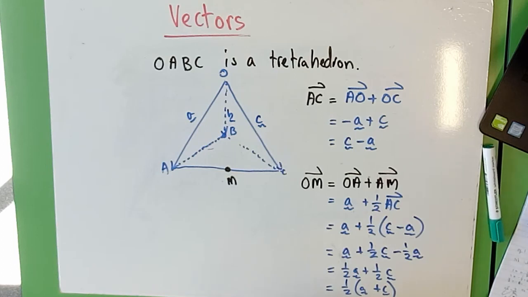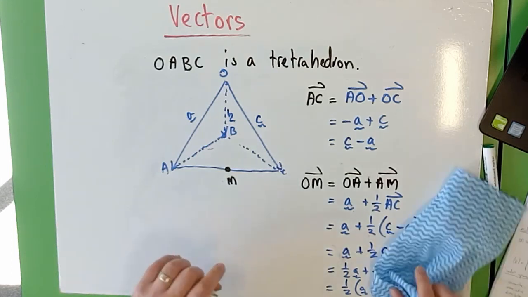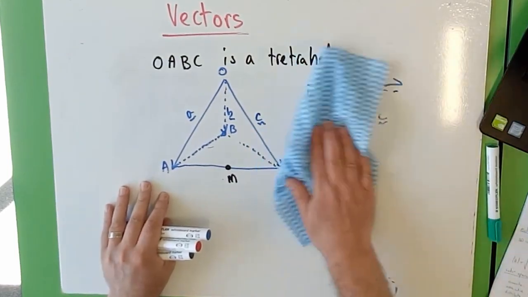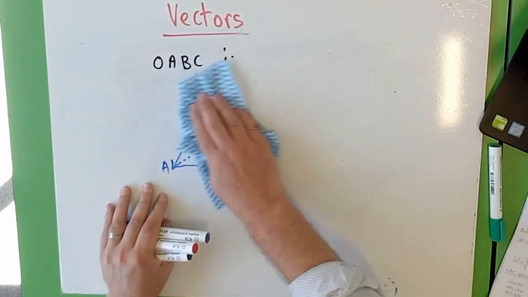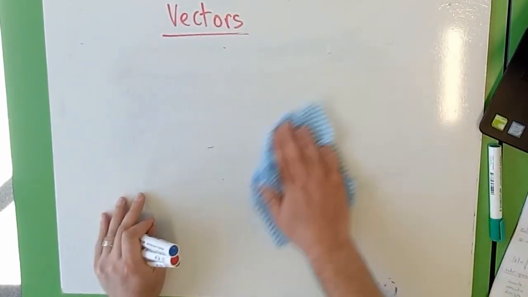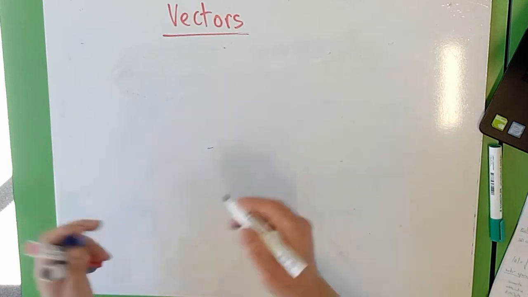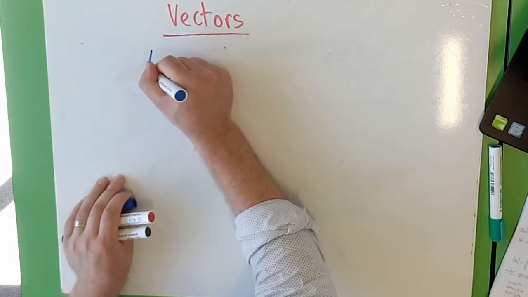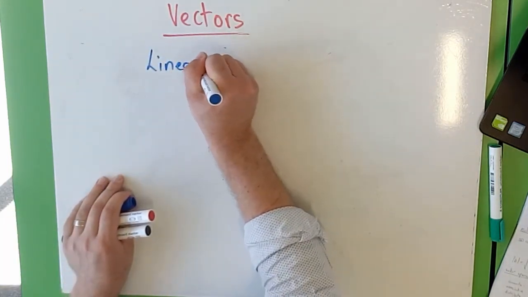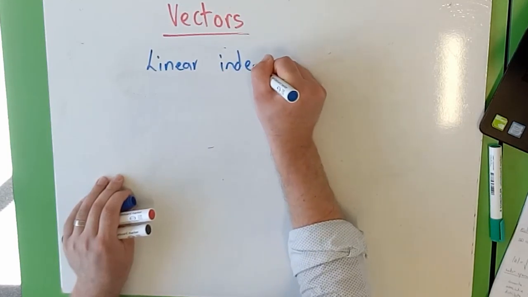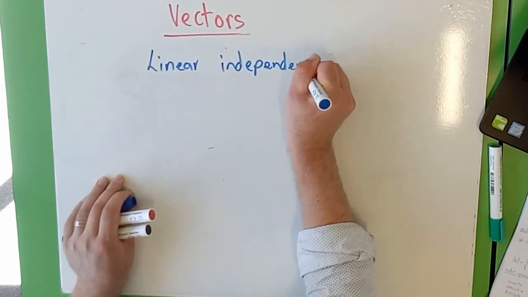All right, we've got that. Now we've got just one more example to do, and this is the main bit of this first chapter, linear dependence and independence. Vectors are either linearly independent or dependent.